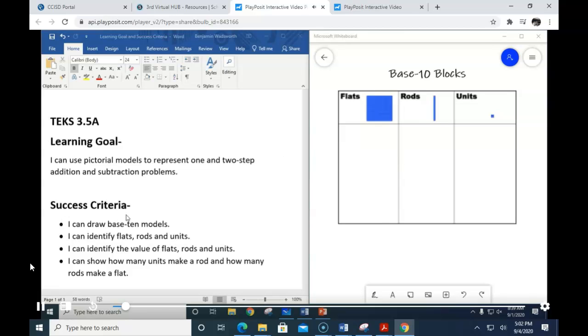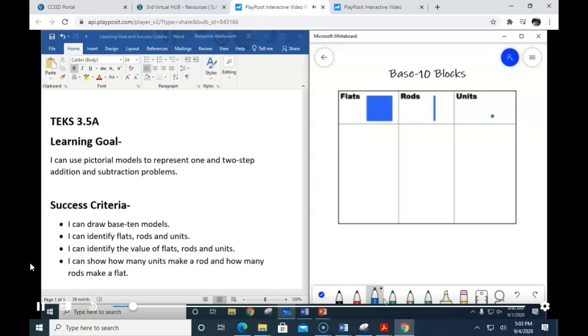So our success criteria, to make sure that we understand how to use base 10 blocks to complete these problems, is: I can draw base 10 models, I can identify flats, rods, and units, I can identify the value of flats, rods, and units, and I can show how many units make a rod and how many rods make a flat.